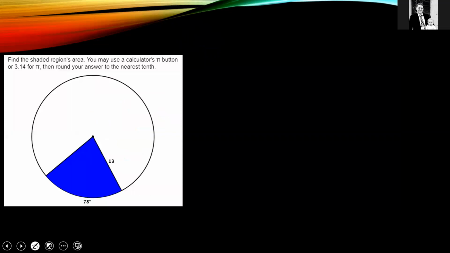So it says we may use pi in our calculator. We want to round our answer to the nearest tenth. We want to find the area of the shaded region. So our degree is 78. So we have 78 over 360 times pi times r, which is 13, squared.